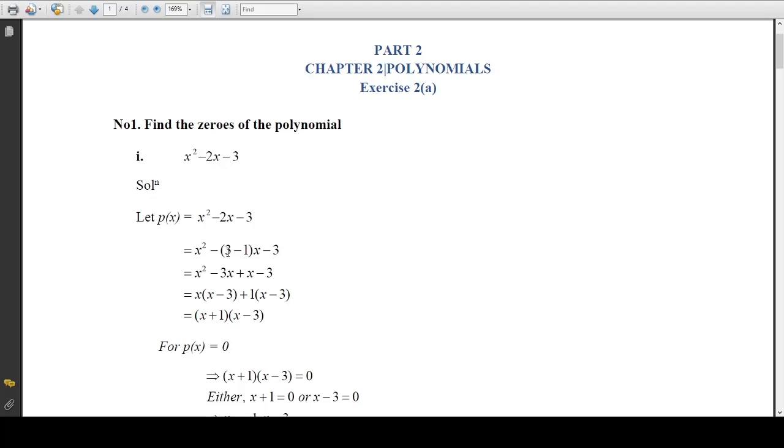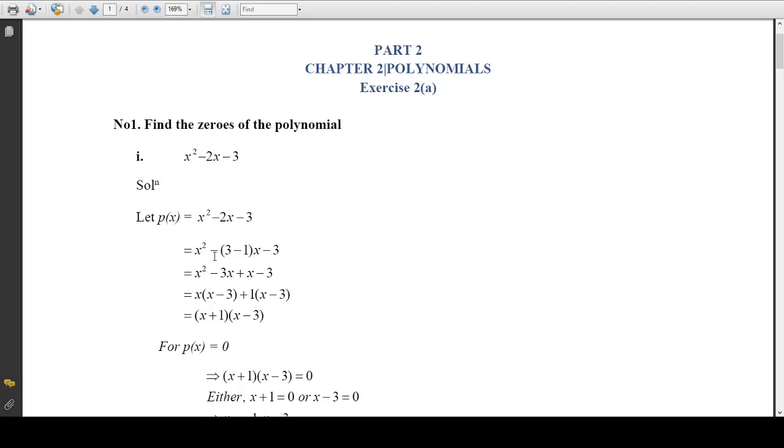Okay, from where are we getting 3 minus 1? First what we'll do, you multiply the coefficient of x squared with the constant term. The coefficient of x squared is 1. 1 multiply 3 is 3. The factors of 3 are 3 and 1 only. Now with these factors, you subtract: 3 minus 1 will give us 2. Okay, now let us proceed with this.